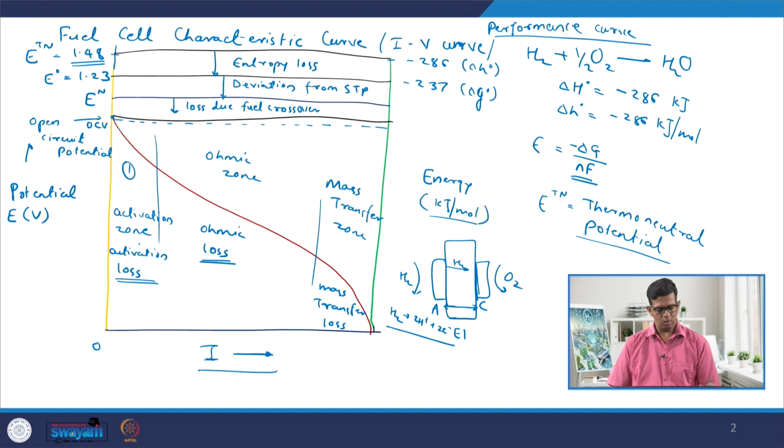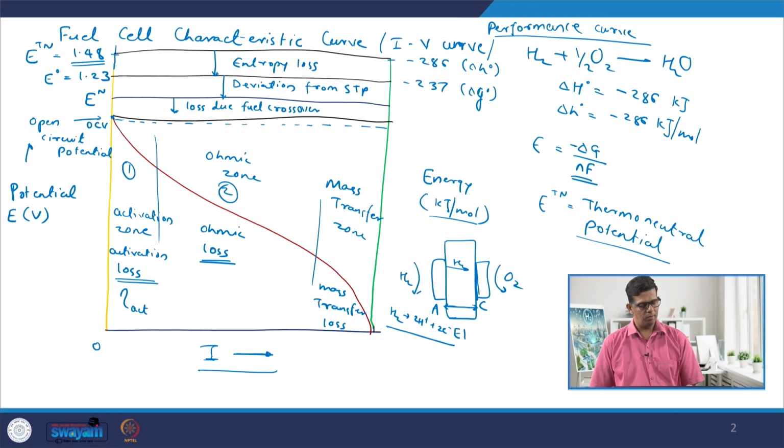And here, out of these three losses, the first loss dominates, which is called activation loss. This is denoted by eta activation. And moving further, when the potential linearly varies with the current, that is your second zone, which is called the ohmic zone. Why is it called the ohmic zone? Because the potential is proportional to the current that you are drawing. This zone has a linear trend with respect to potential and current, and that is why it is called the ohmic zone.